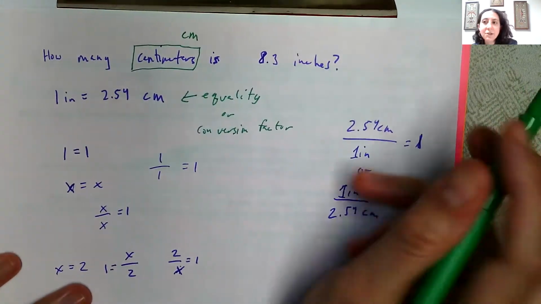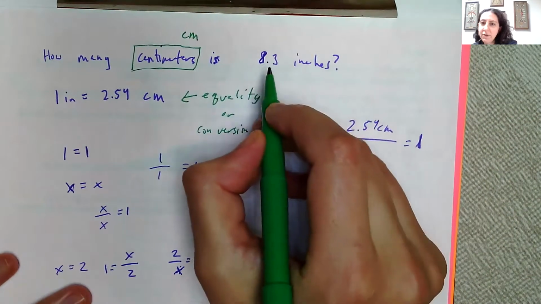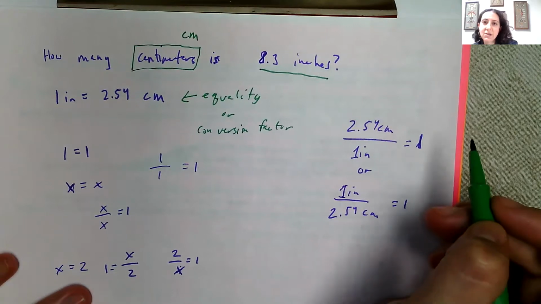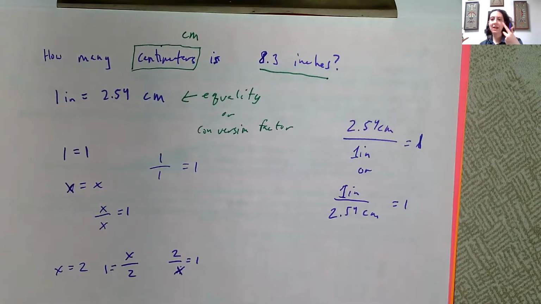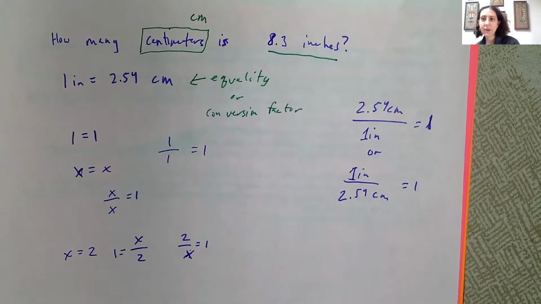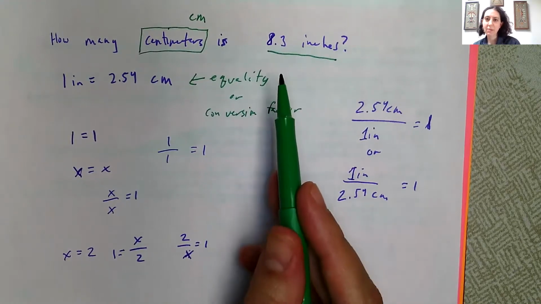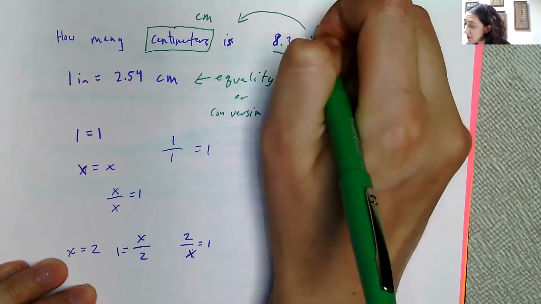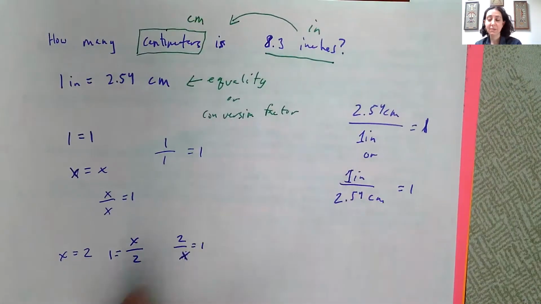Okay. I also underline any important information that I'm going to need to use. So 8.3 inches is the information that I am starting with. And that's what I need to convert. So the way that I like to think of this is I always start with the number that I've been given in the problem. So we have 8.3 inches, and I need to convert from that into centimeters.